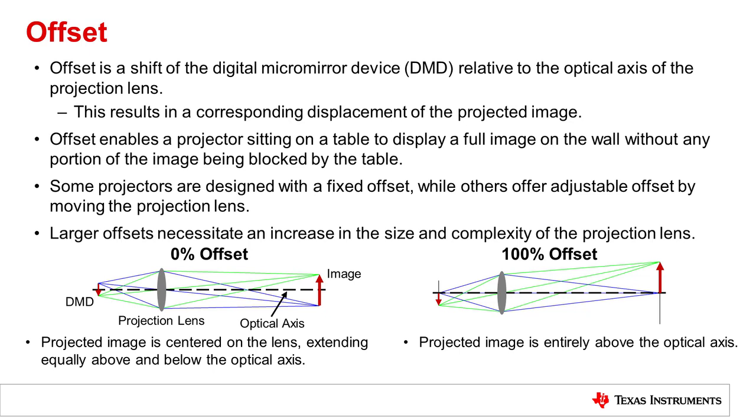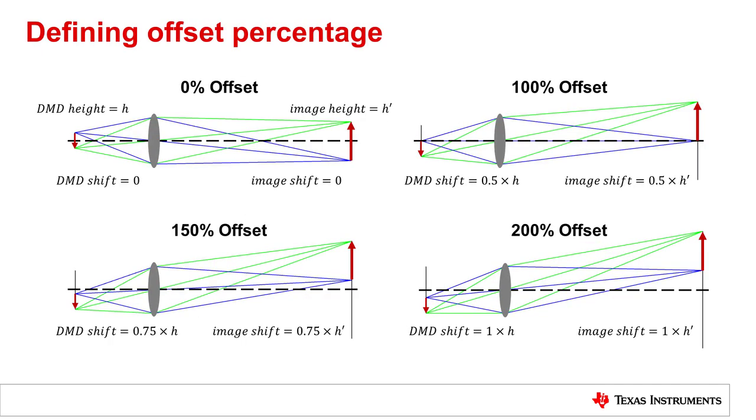Some projectors are designed with a fixed amount of offset, while others can be adjusted by moving the projection lens. Designing a system to accommodate larger offsets increases the size and complexity of the projection lens. It is important to clearly define what amount of DMD shift corresponds to what percentage offset. 100% offset is obtained by shifting the DMD half of its height, so that it is entirely on one side of the optical axis, and the image then appears entirely on the opposite side of the optical axis.